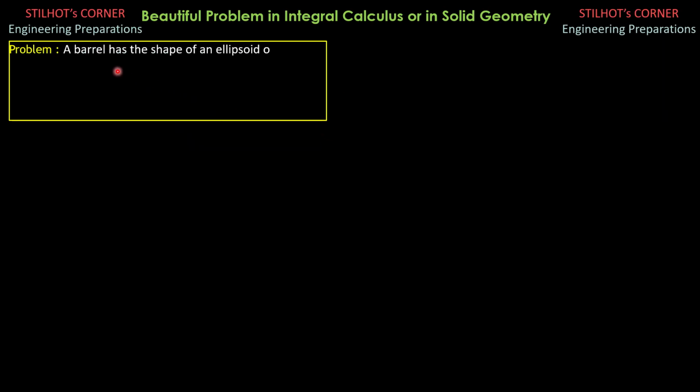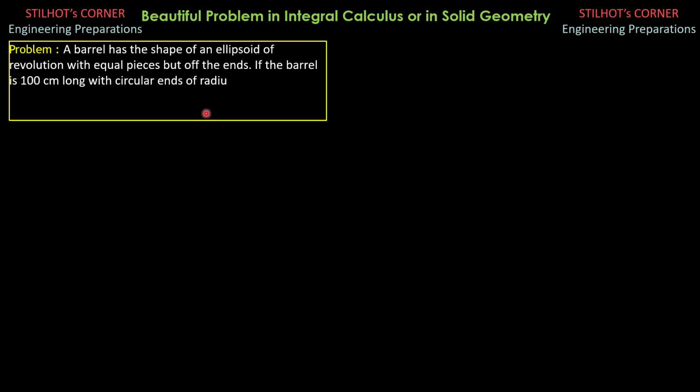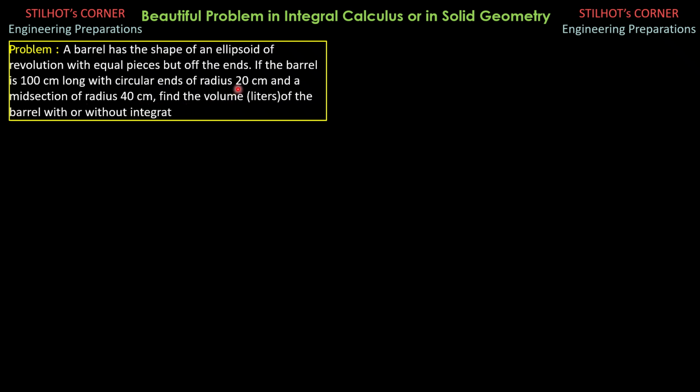A barrel has the shape of an ellipsoid of revolution with equal pieces cut off the ends. If the barrel is 100 centimeters long with circular ends of radius 20 centimeters and a midsection of radius 40 centimeters, find the volume in liters of the barrel with or without integration.